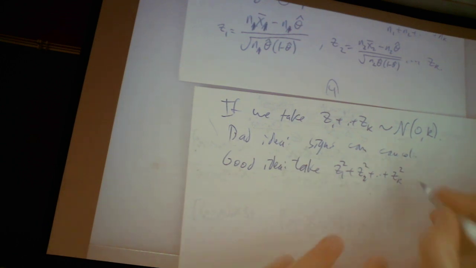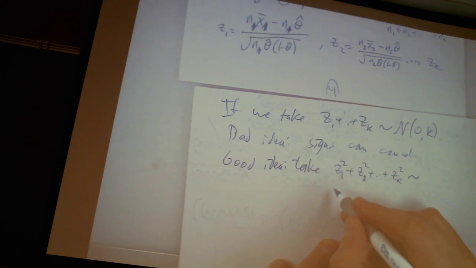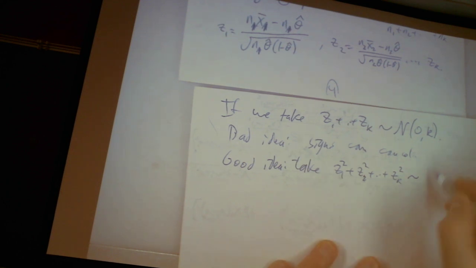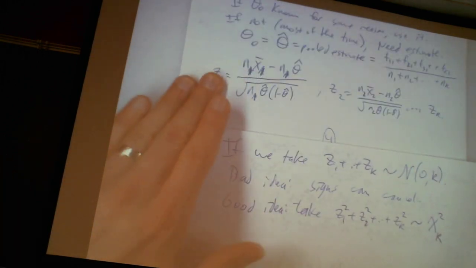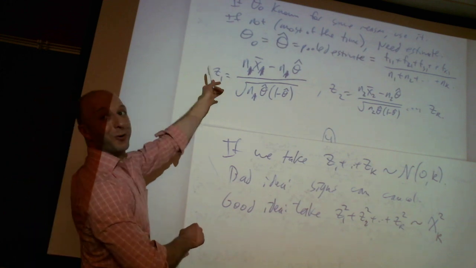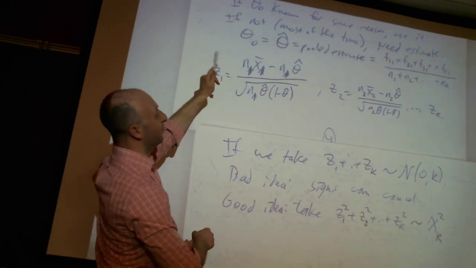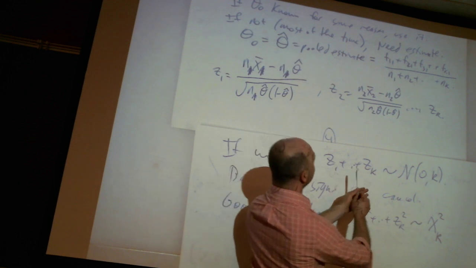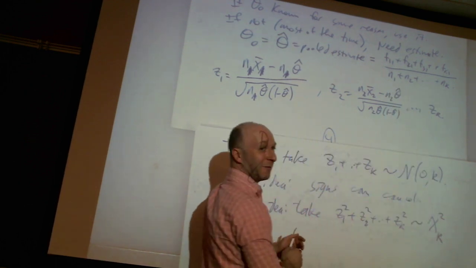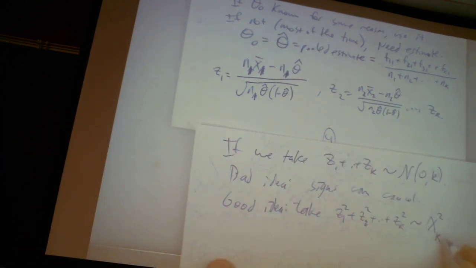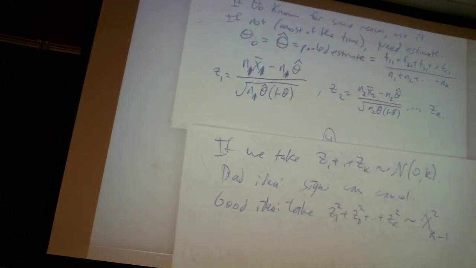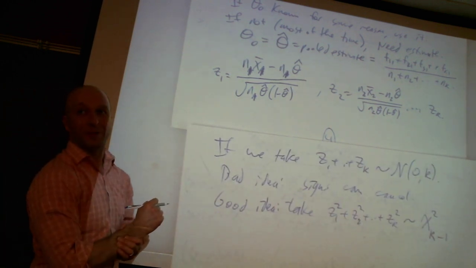What's this distribution? Each one is a chi-squared with 1 degree of freedom. We've added k of them. We get a chi-squared with k degrees of freedom if theta 0 is known. And if we use the pooled estimate, then we've already snuck in a bit of this information in there, so it ends up costing a degree of freedom, for the same reasons as before.